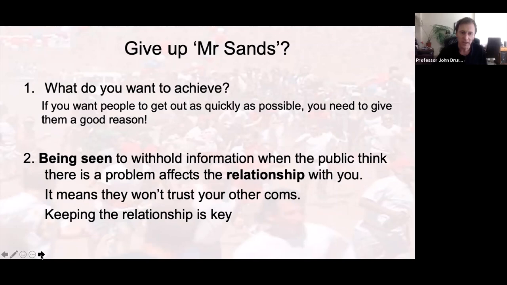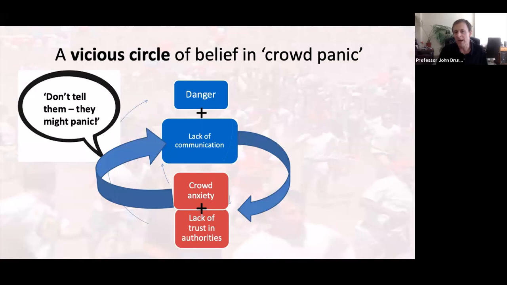I've tried to represent this in this figure. At the top, there's a danger. People perceive there's a problem. Then the managers say, well, we're worried about the crowd panicking, so we're not going to tell them what the danger is. We're going to withhold some of the information. That withholding of information only increases the anxiety in the crowd, but it also reduces the trust in the authorities. The result is that the managers see the anxious, untrusting crowd and say, well, look, there's a panicky crowd, that proves we were right. So you go around the circle again. It does damage the relationship, and because of that, it is counterproductive.